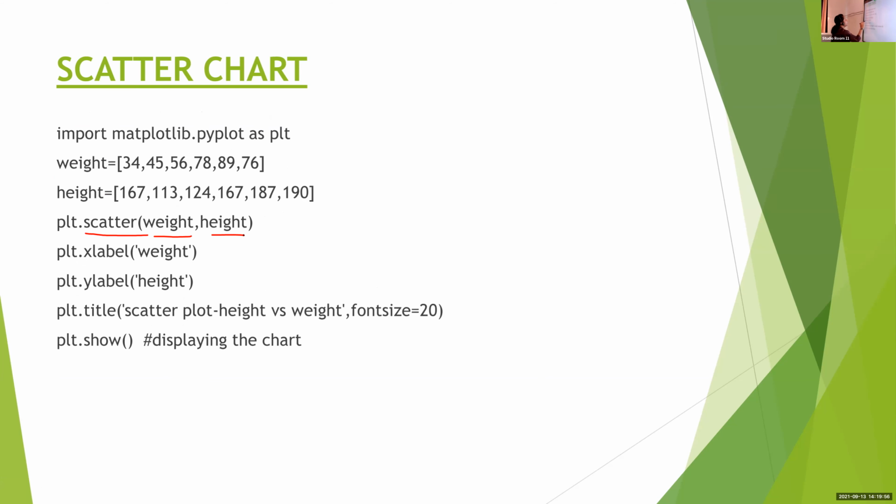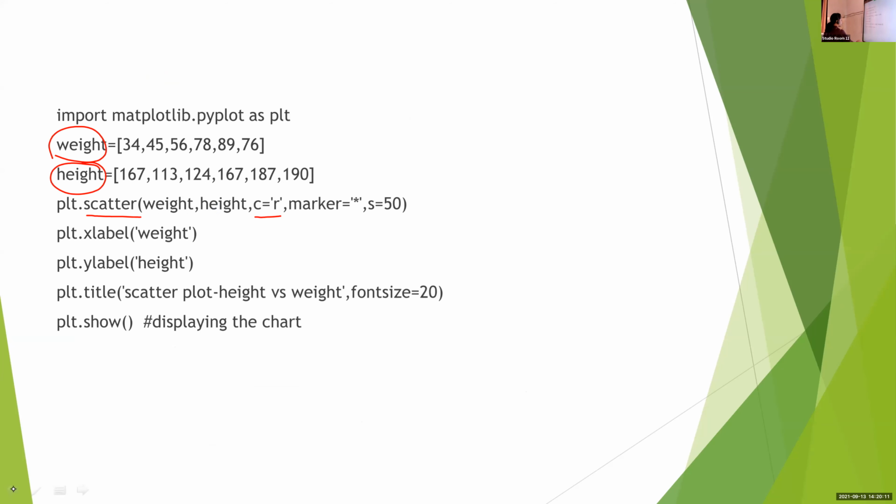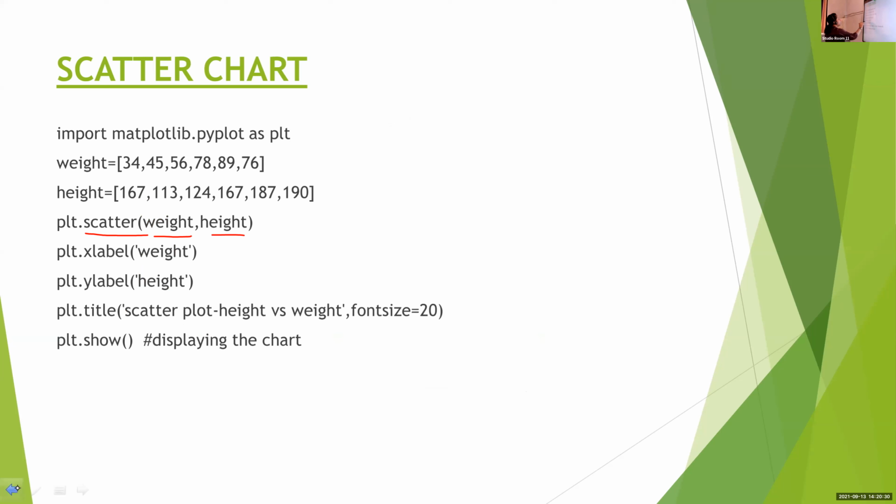Then plt.xlabel, that is the x-axis labeling. For x-axis labeling, we are using xlabel. This is weight. Here I want to name the x-axis, label the x-axis. That is plt.xlabel with weight and plt.ylabel with height. Okay. That is plt.xlabel weight, plt.ylabel height.